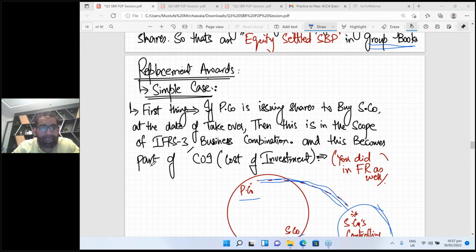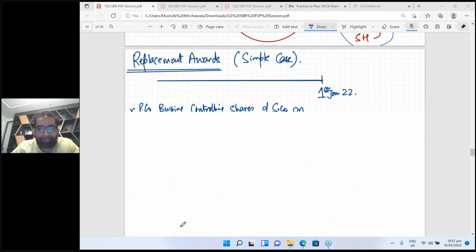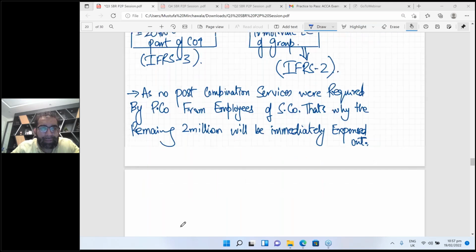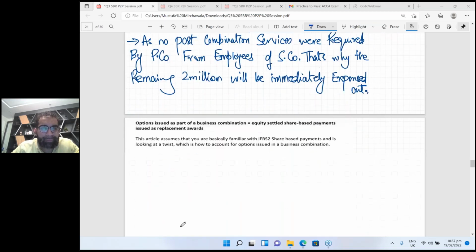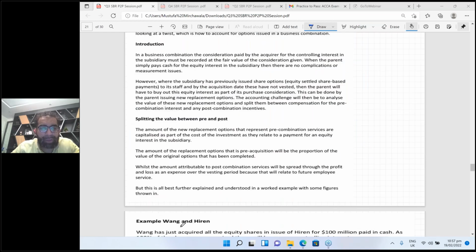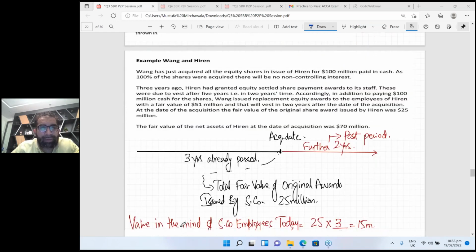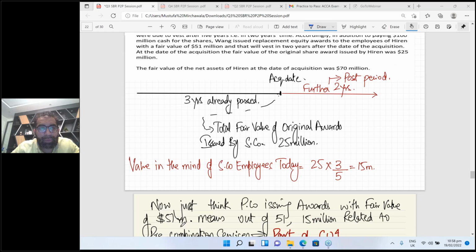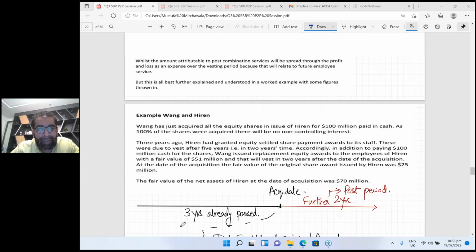Let me show you the slides. I have made the slides, but today, as we are short of time, we'll discuss this issue in tomorrow's class, in the beginning.